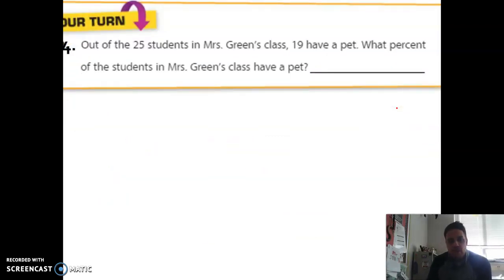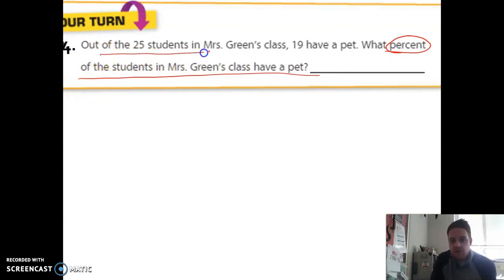All right? So here it says, out of 25 students in Mrs. Green's class, 19 have a pet. What percent of the students have a pet? So out of 25 students, 19 have a pet. What percent? So here I'm trying to figure out what percent of the 25 students have a pet. So what do I know? Well, first of all, I see it's a percent problem. So I'm going to right away set up my is over of. Whoops. Okay, my is over of.